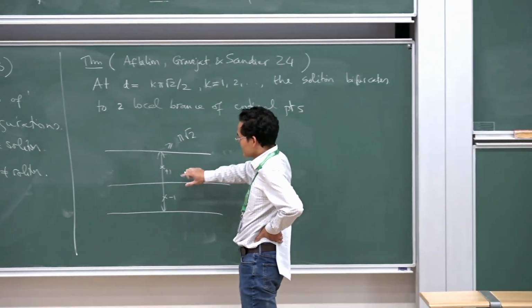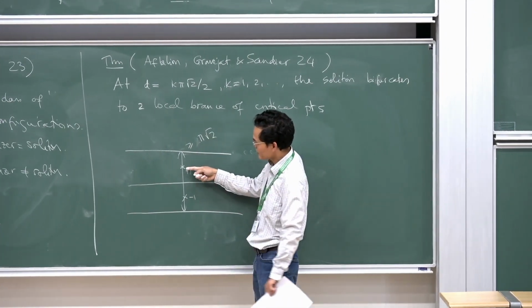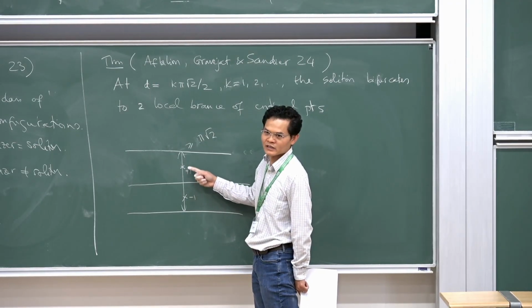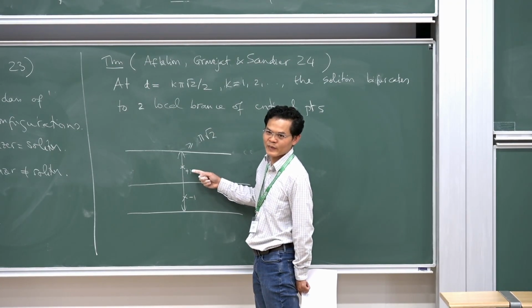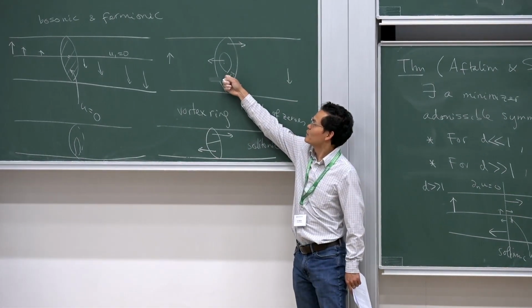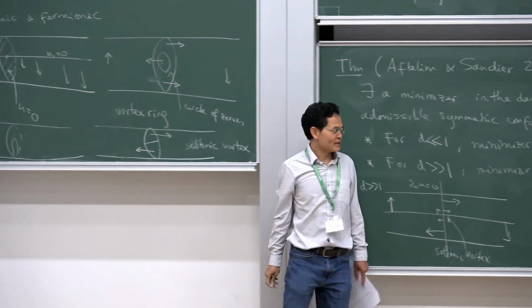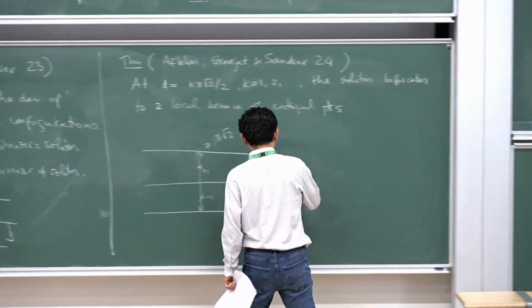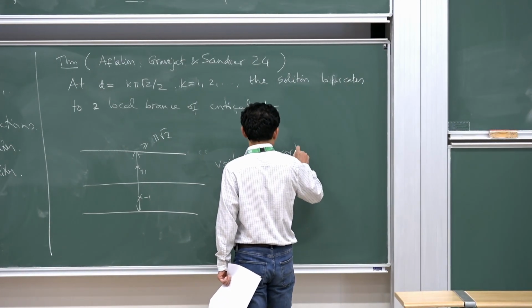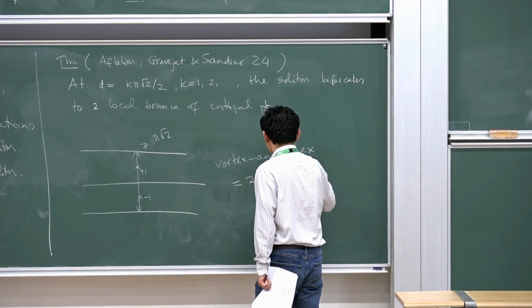If you think about it, this is a 2-dimensional picture. So introducing a point here and a point here would look like a sphere of dimension 0, right? So basically, that's the 2-dimensional analog of the vortex ring. This is vortex, anti-vortex. So this is the 2D vortex ring.